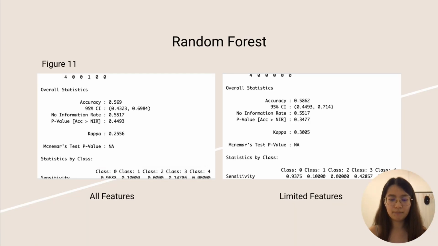Now let's move on to the performance evaluation of our random forest model. As shown in Figure 11, we compare the performance of the random forest model trained on all features with a model trained on a limited set of features. Upon analyzing the results, we observe that the random forest model trained on the limited set of features performs slightly better in terms of predictive accuracy, 58.62%, compared to the model trained on all features, 56.90%.